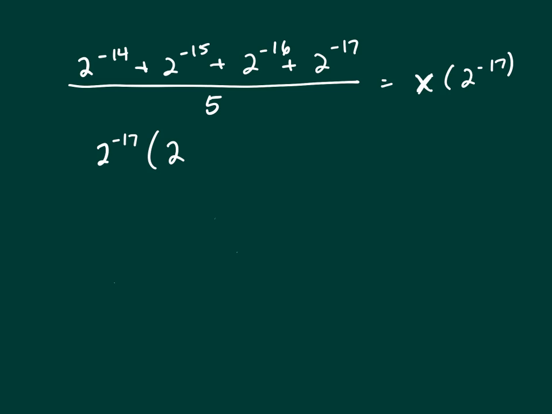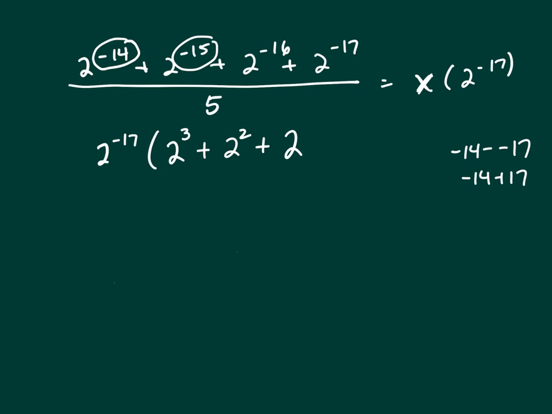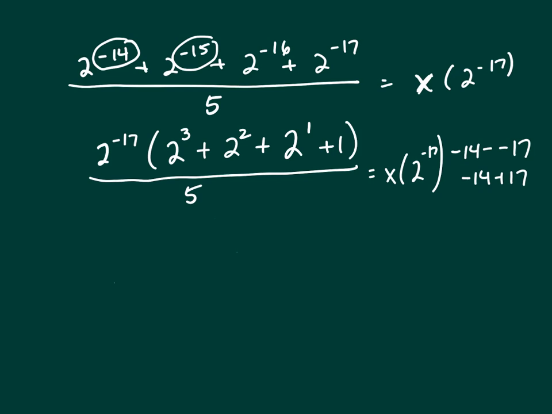So that's going to be however many you started with, which is negative 14, minus how many you're taking out, negative 17. That ends up being negative 14 plus 17, so that's going to be a 3, plus 2. How many you started with, negative 15, minus a minus 17 is negative 15 plus 17, or positive 2. And then 2 to the negative 16 plus 17 will be 1. Of course, that would be a 1. All over 5 equals x parentheses 2 to the negative 17.